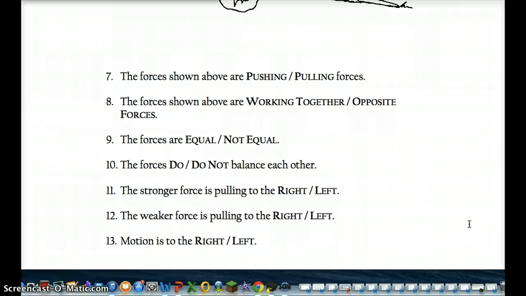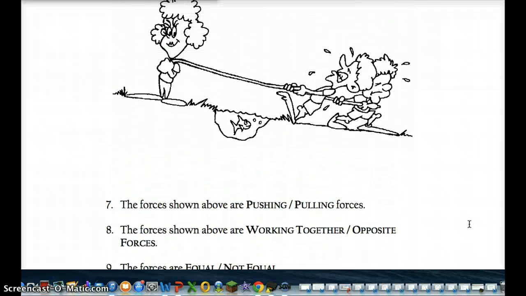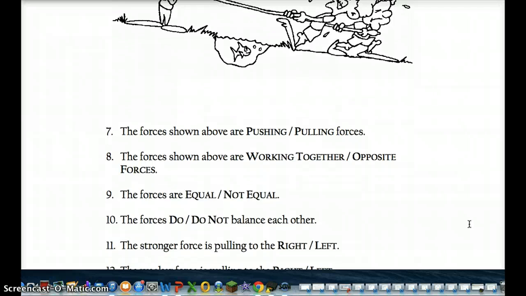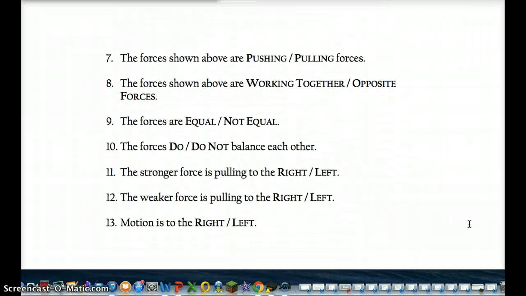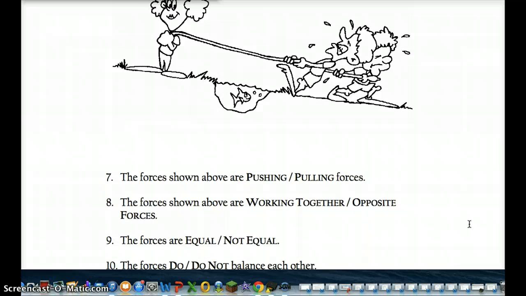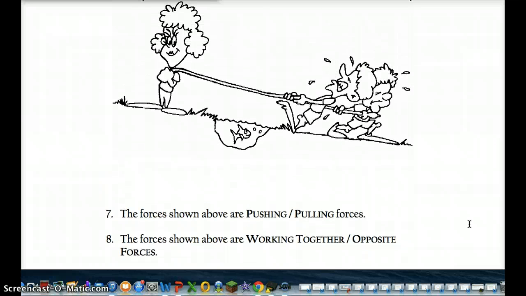Number 11, the stronger force, is it pulling to the right or the left? And remember, it's the stronger force if it's the bigger number. The weaker force, is it pulling to the right or left? And the last one is, which direction is the motion, right or left? Which way is it going, the right or left?